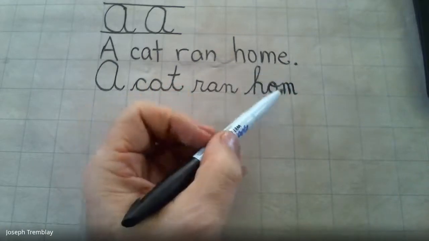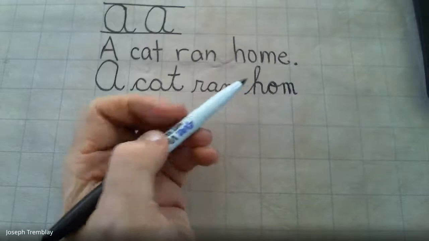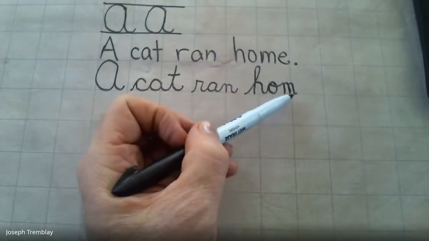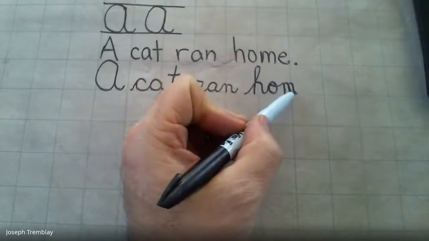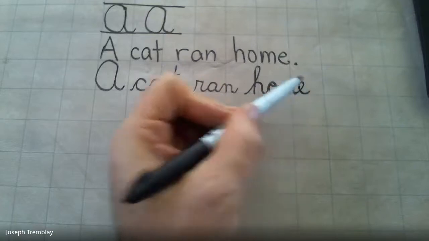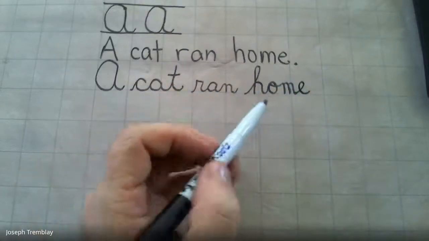I know I'm done because I'm counting legs. 1, 2, 3. Remember, we talked about that. Don't count humps. That confuses you. Count legs. 1, 2, 3. 3 legs. And then I'm going to go back upstairs, make a loop, come back down to the ground, and swoop out. A cat ran home.